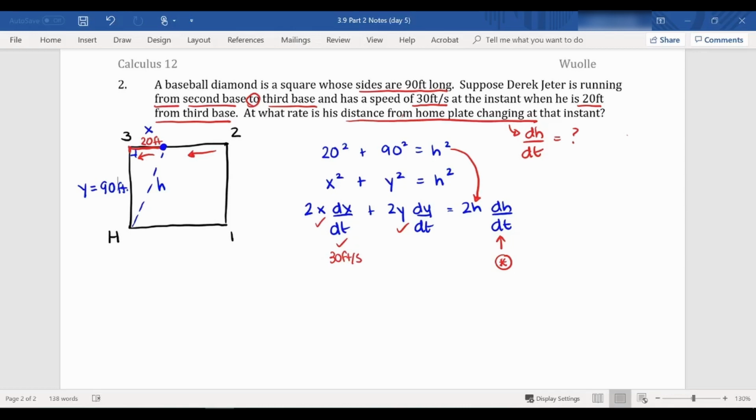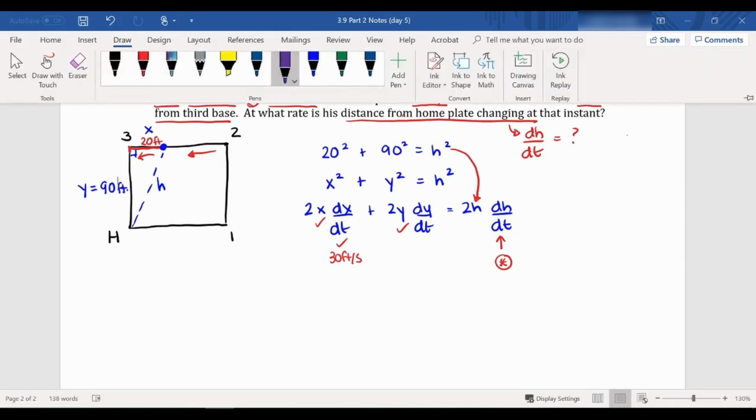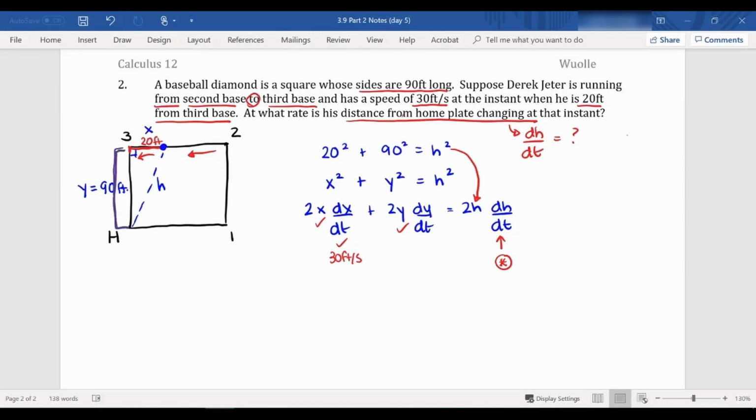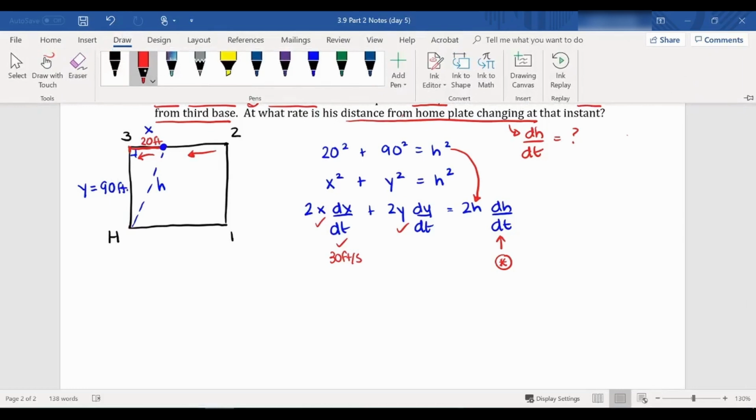So again, if I think about if I'm running towards third, the distance between me and third is changing, and the distance between me and home plate is changing. What is the rate at which the distance between home plate and third is changing? So dy/dt is asking us how fast is this side changing? Well, it's not. Third plate and home plate are not moving. They're stationary. They are 90 feet apart. There is no rate of change. They are not moving. So this is equal to 0.